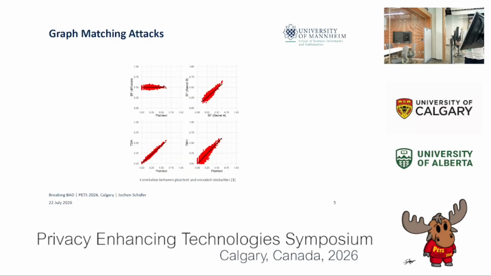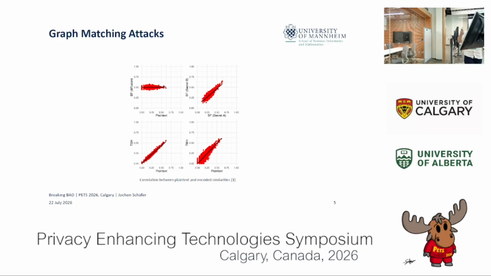The reason why this works is that a lot of the standard encoding schemes that we saw are perfectly similarity preserving. So you see there is almost perfect correlation between the similarities in the plain text and the encoded data. And in the early days of PRL, that was actually a desired property. So people developed schemes that achieved exactly this. After the graph matching attacks emerged, people started noticing that this is not good.